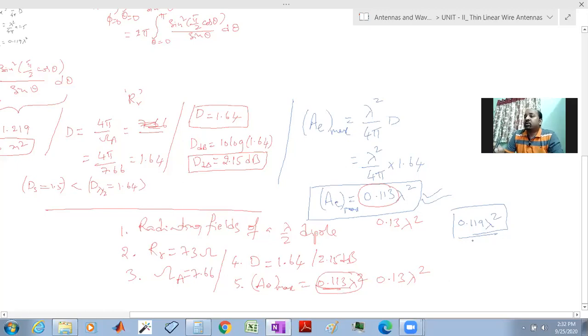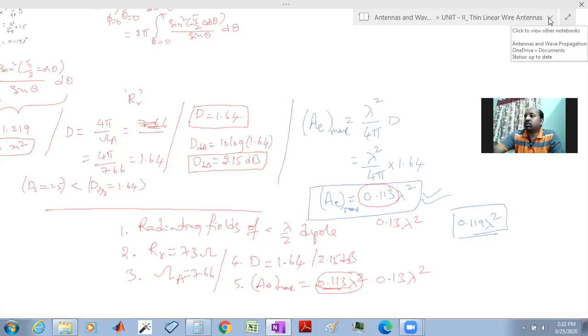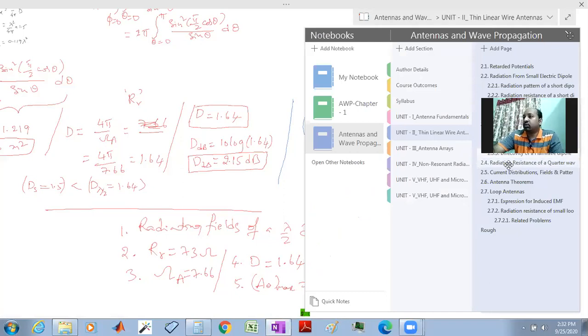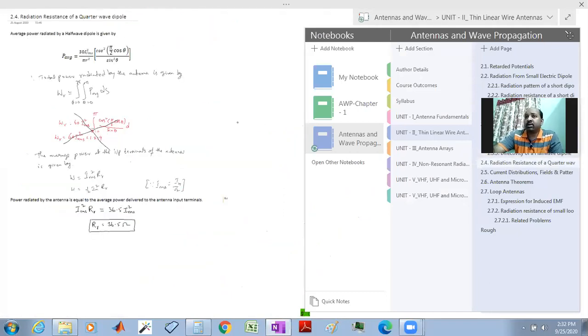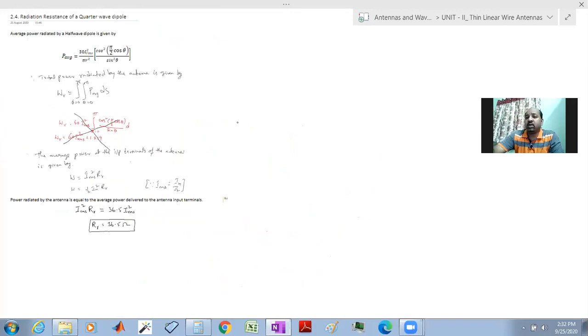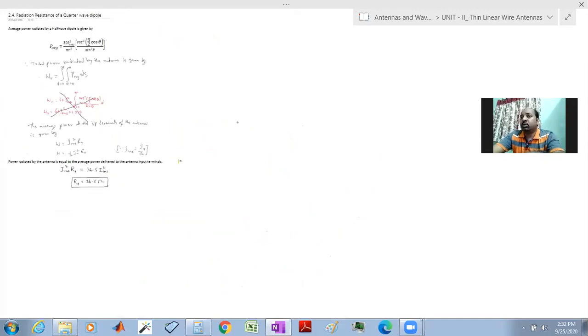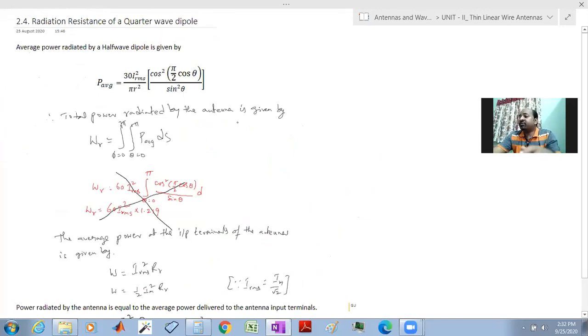So with this we have completed the half wave dipole, and let us move on to the quarter wave monopole. The next topic is the quarter wave monopole. One thing I want to remind you with respect to the quarter wave monopole and the half wave dipole: the radiating fields are the same.